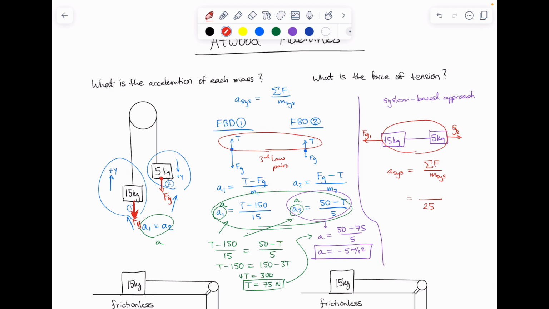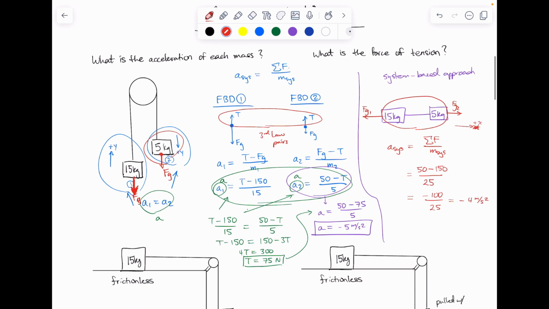Now, Fg2 was the force of gravity on the second mass, which is 50 newtons. So if we say that this is the positive x direction, we would have 50 minus 150, right? That's the other force of gravity acting on this system. So this is negative 100. Negative 100 over 25, which is negative 4 meters per second squared.